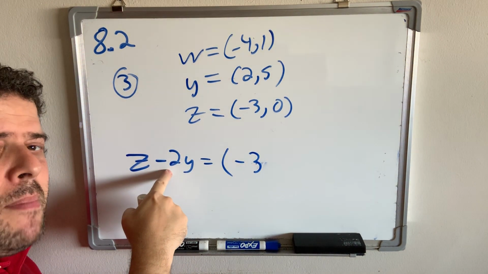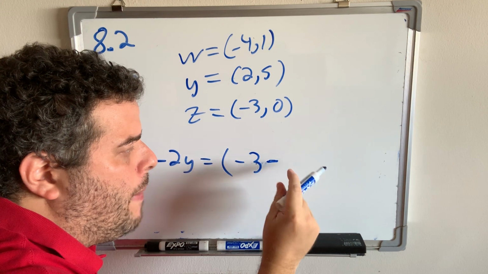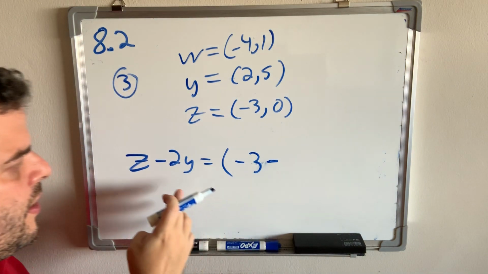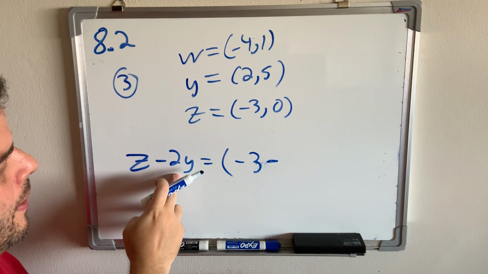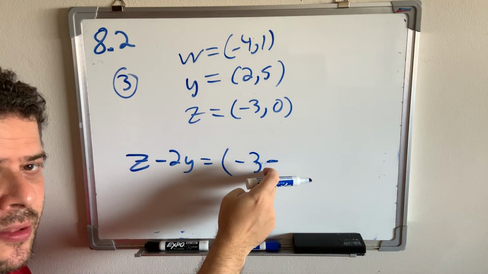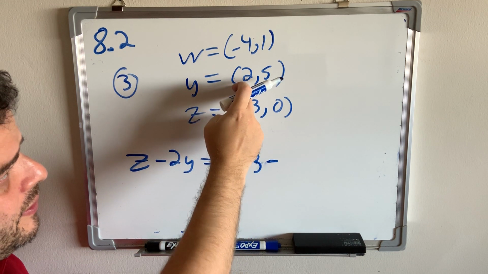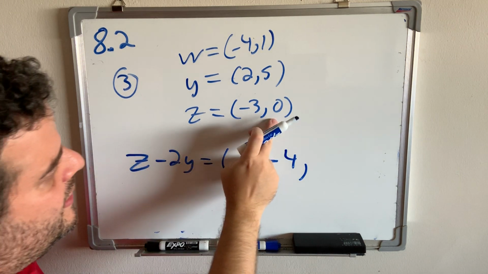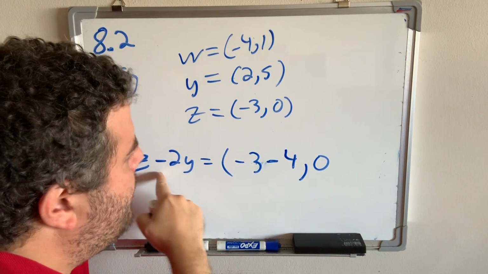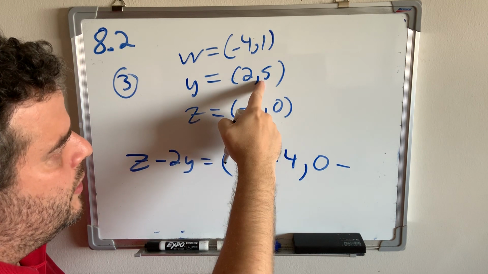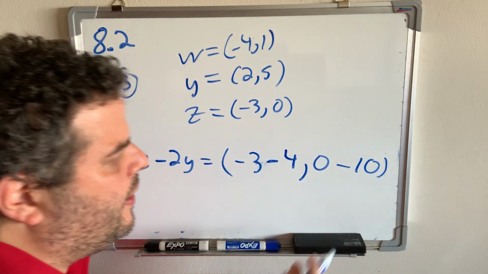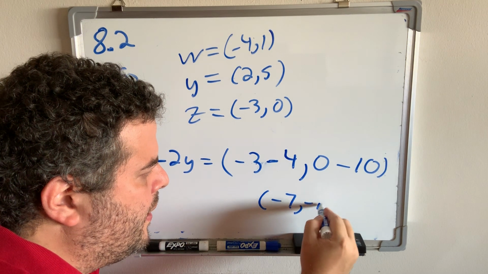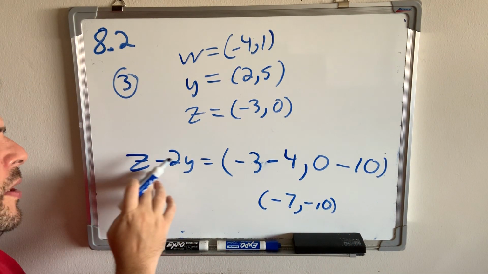Now since this is a minus, I have to put minus here and then you include the term, because the sign might change. Now when you multiply Y by 2, because I already applied the negative here, it's going to be a 4, comma, and now I have Z, which is 0, minus 2 times 5, which is 10. When I add all of this, I get negative 7, comma, negative 10. That's it. I scaled and multiplied.